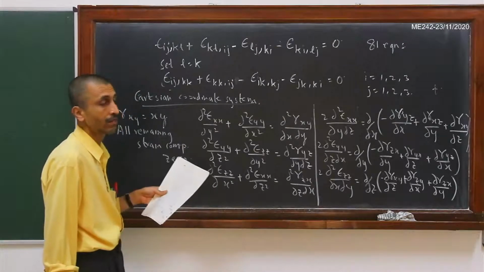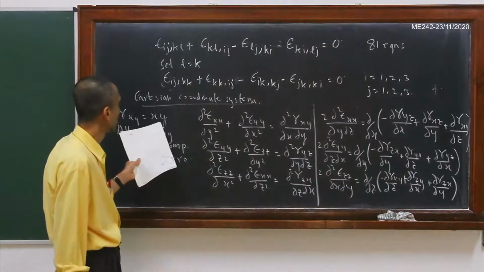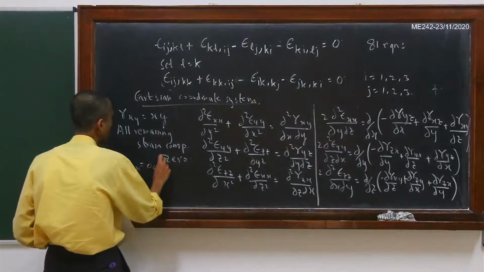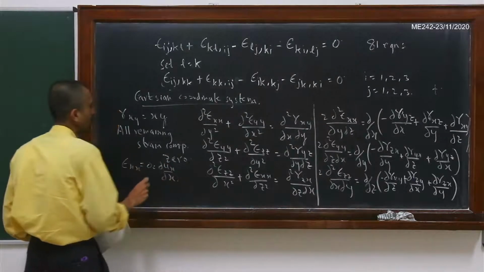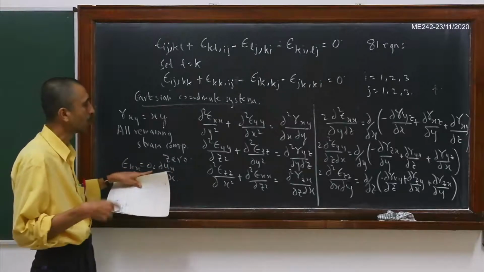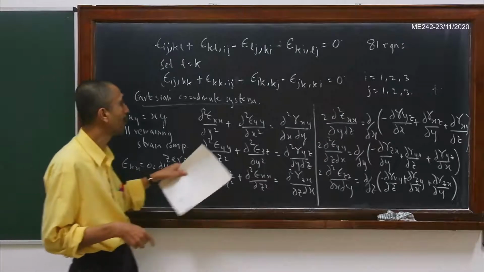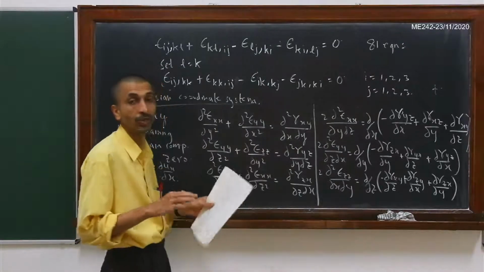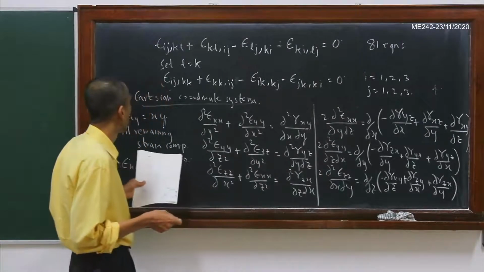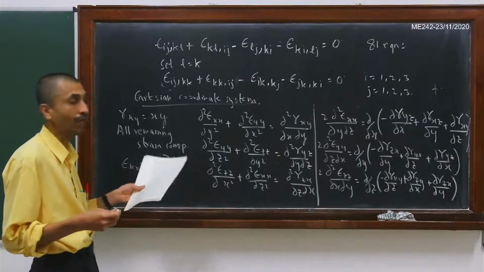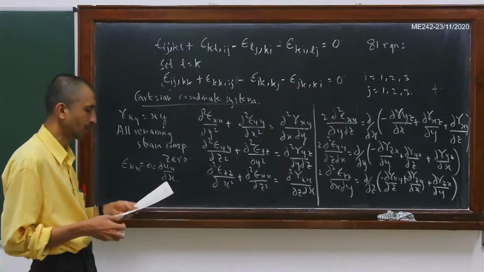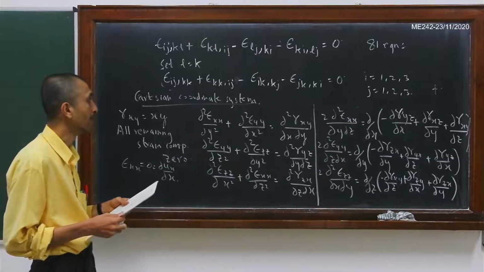If you are not convinced, you can try integrating. You take epsilon xx equal to 0, and that is del ux by del x. Then you can write ux as equal to some function of y and z and so on. You can try to actually find the displacement components. You will see that somewhere you will get a conflict. The reason you get a conflict is because the first compatibility relation is violated here, right?